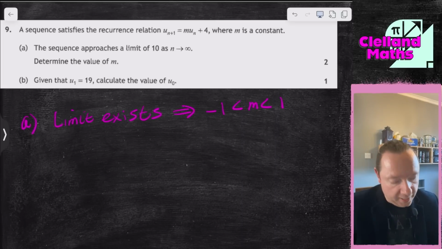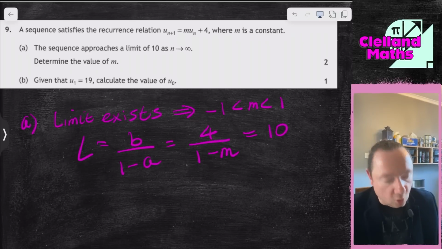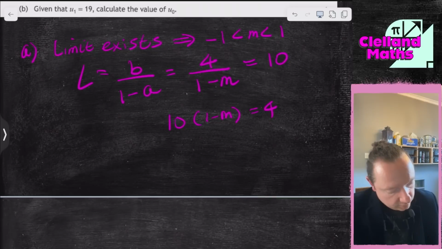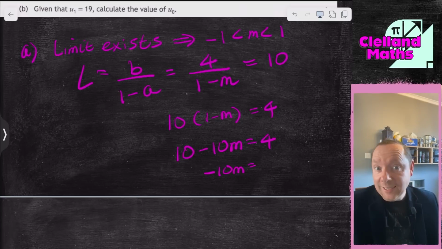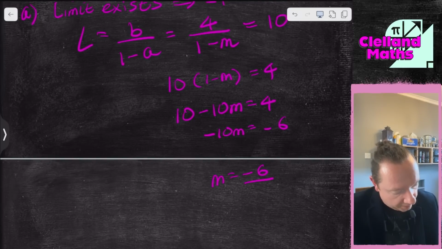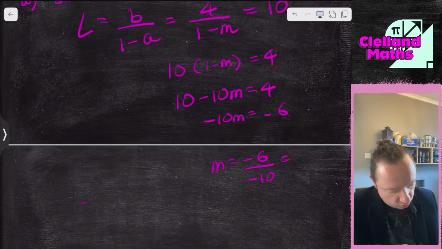I'm going to work out my m anyway. And then we've got L equals b over 1 minus a. So b is 4, 1 minus m, and that equals 10, it says. So solving that equation: 10(1 minus m) equals 4. That's 10 minus 10m equals 4. So minus 10m equals 4 minus 10, which is minus 6. So m is minus 6 over minus 10. Simplify that: the minuses cancel, then we divide by 2. 6 divided by 2 is 3, 10 divided by 2 is 5.